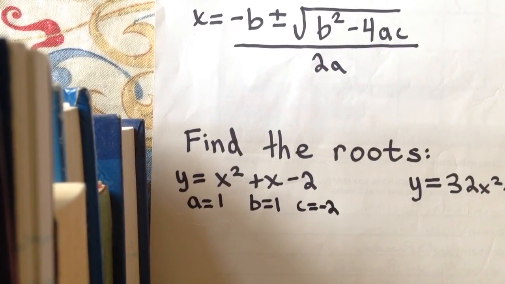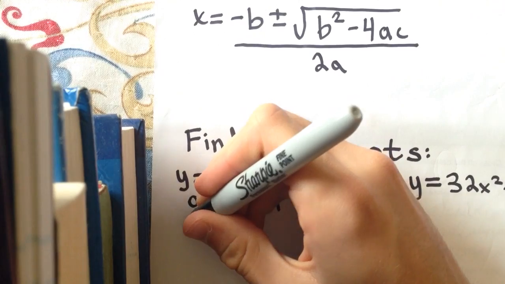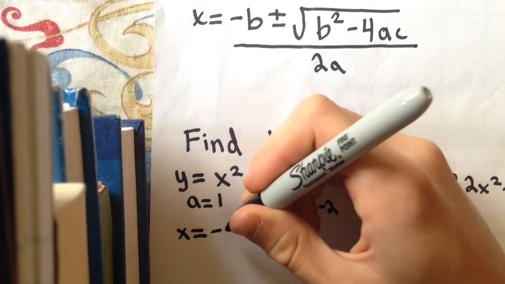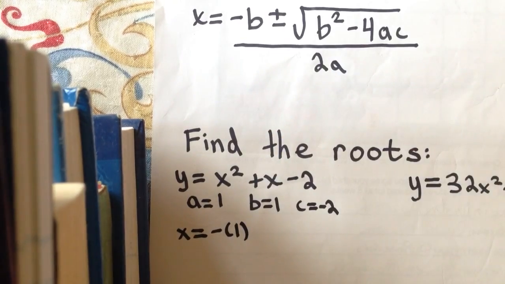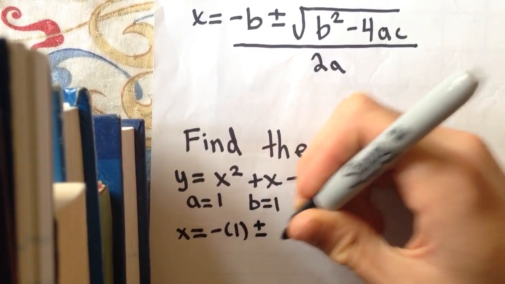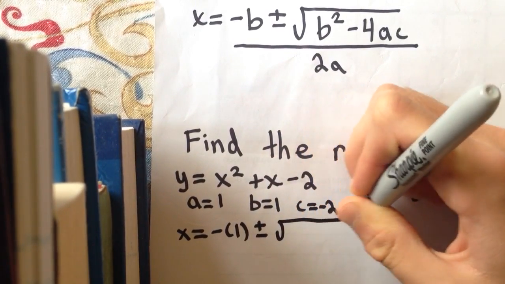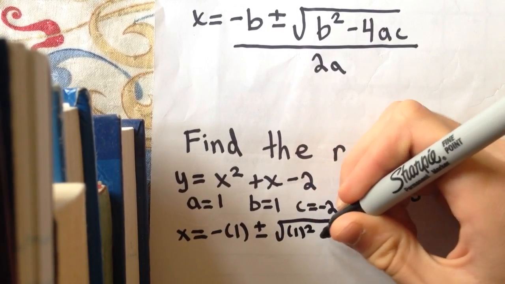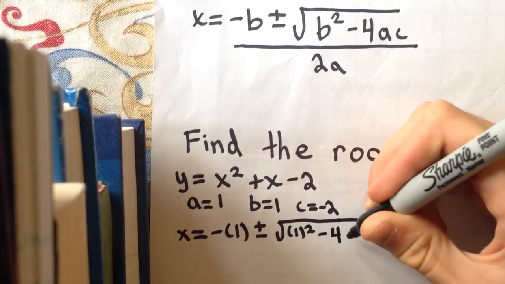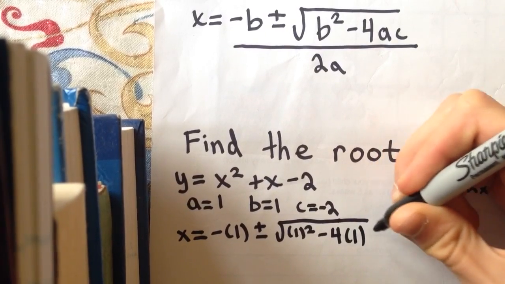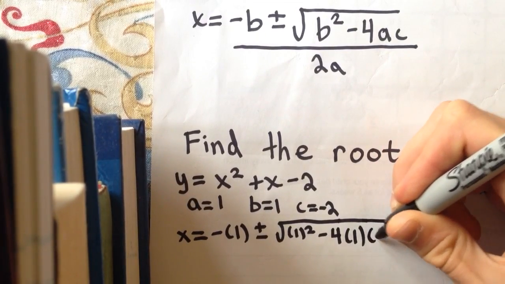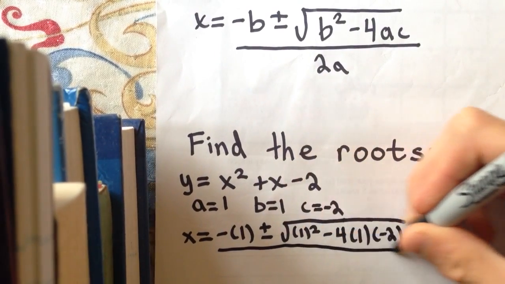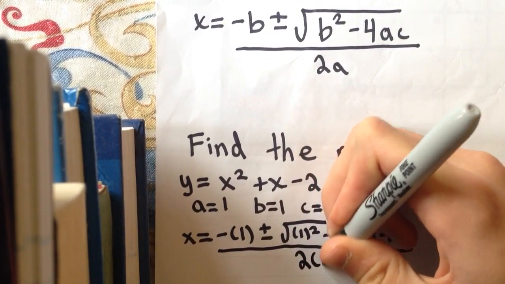So now let's use our quadratic formula. X equals negative b, so negative of whatever b is, plus or minus the square root of b squared, so 1 squared, minus 4 times a, which is 1, times c, which is negative 2, and that all over 2 times whatever a is.